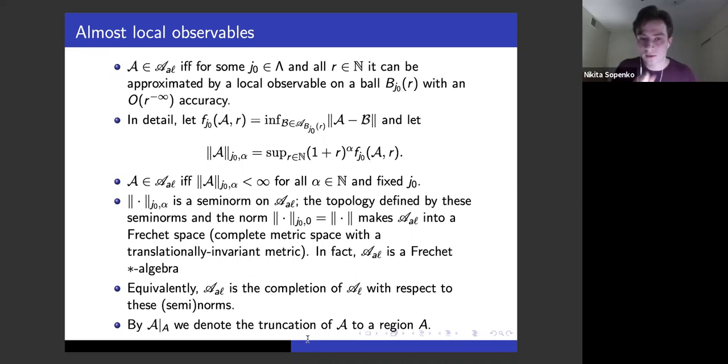I don't know, but yeah, let's discuss it at the end. Sure. But that's a very important property for K-theory purposes. Okay, okay.